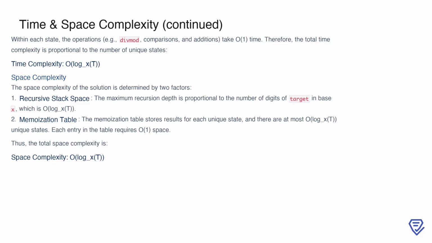Next, let's examine the space complexity. The space usage is influenced by two main factors. First, the recursive stack space is limited by the maximum recursion depth, which, as mentioned earlier, is proportional to O(log_x t). Second, the memoization table stores results for each unique state, and since there are O(log_x t) states, the memory required for this table is also proportional to O(log_x t). Each entry in the table uses constant space. Combining these two factors, the total space complexity of the solution is O(log_x t).